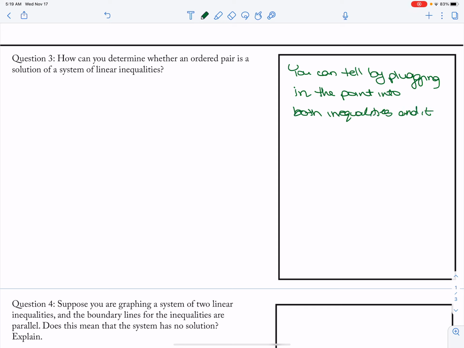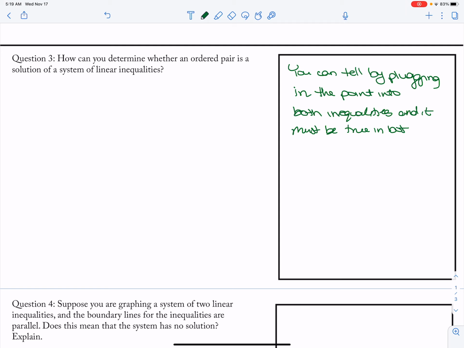And it must be true in both. So you can tell by plugging the point into both inequalities. If it makes a true statement in both inequalities, then it is a solution. If it doesn't work in one of them or both of them, then it's not a solution. Okay?